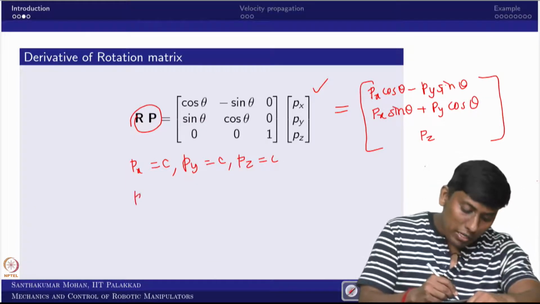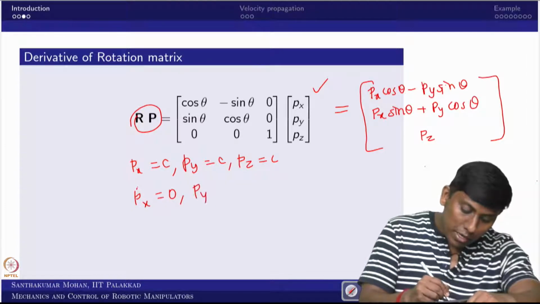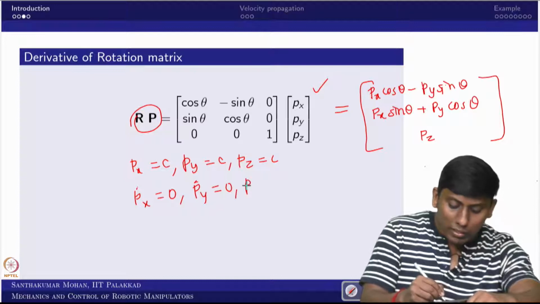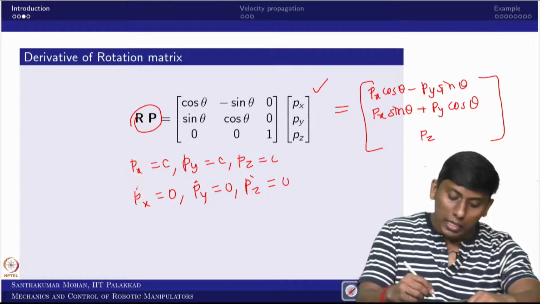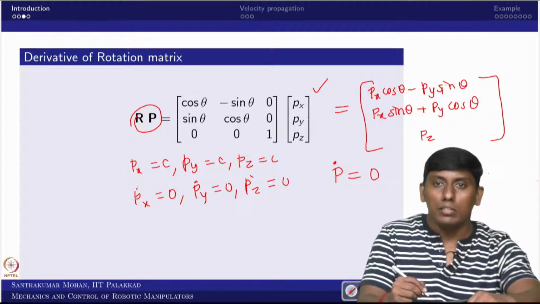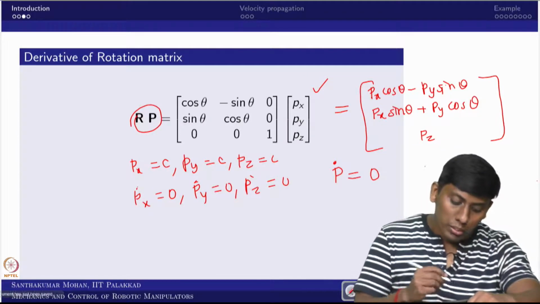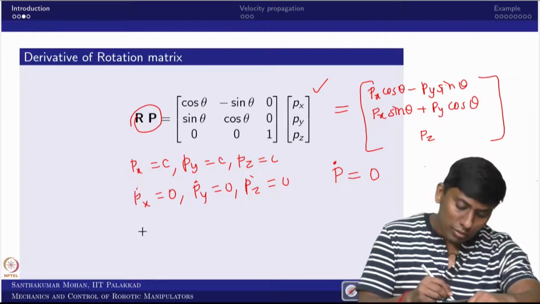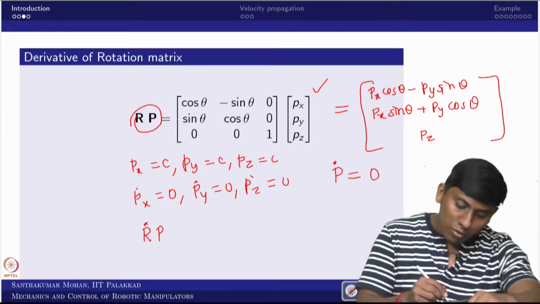So in the sense what we are trying to say, Px dot would be 0 and Py dot would be 0 and Pz dot would be 0. In other words, it is a constant, so the P vector would be 0. That is what we are trying to do.